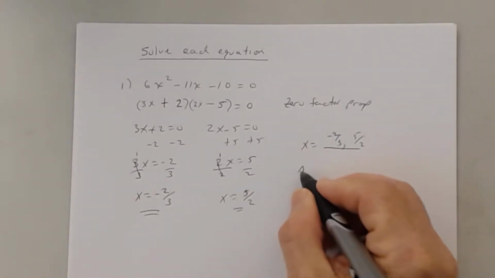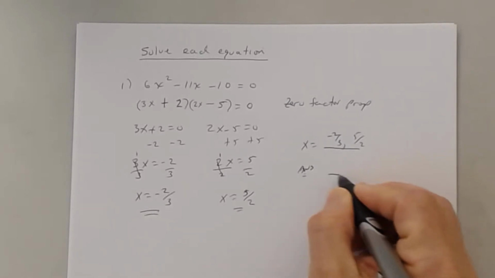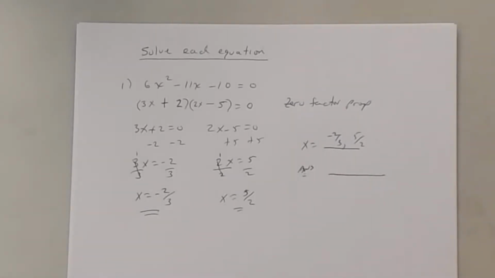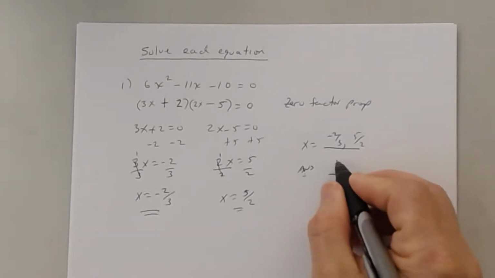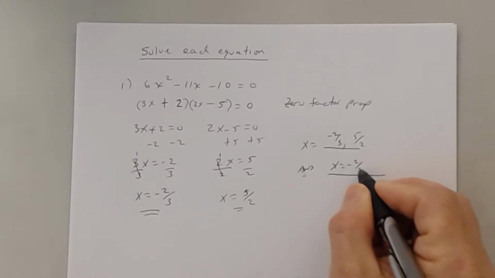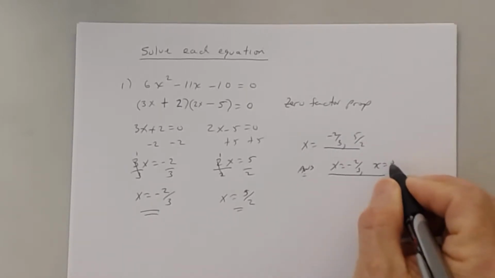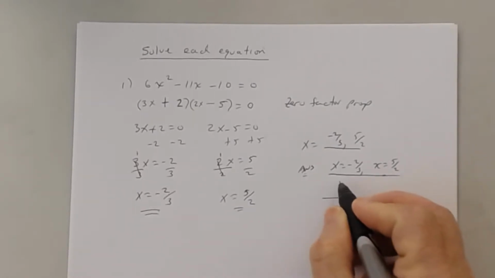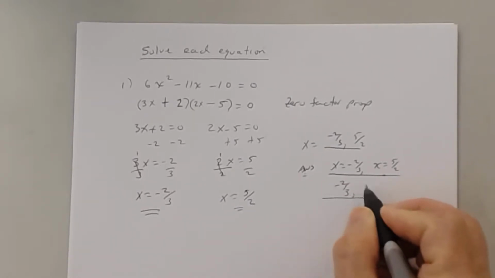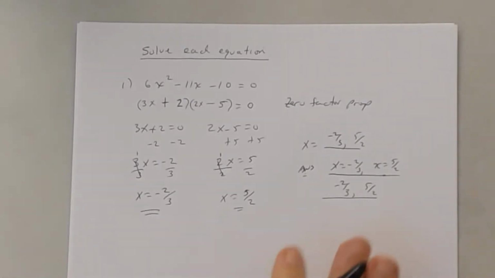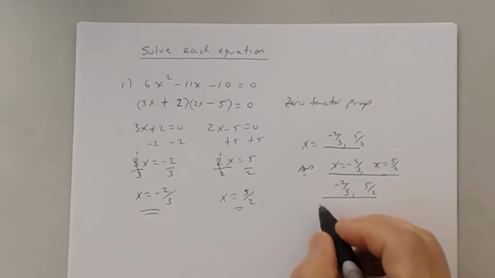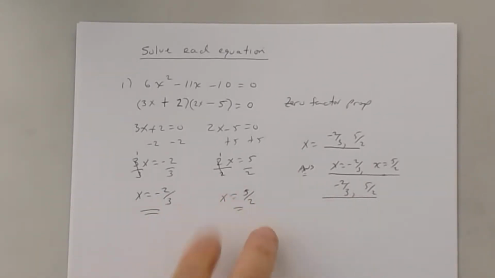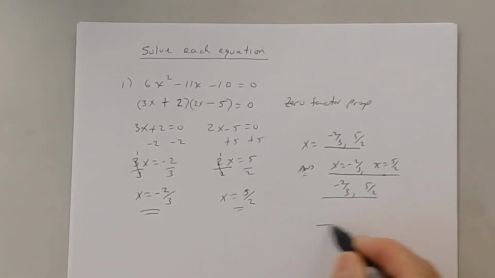Or I could have just the word answer, and in that you could put one of several things. You could say x equal negative 2/3, comma, x equal 5/2. Or you could say negative 2/3, comma, 5/2. Doesn't matter how you write it, as long as it looks like this. Or you could write it as a set. So how many solutions are in this set? 2.